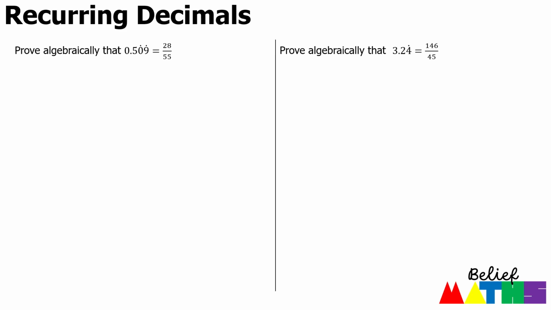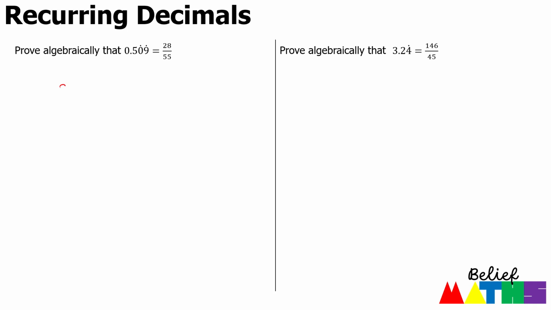Now, recurring decimals can also come up on paper 2 or paper 3. And what they often write is they say, prove algebraically that this can be written as a fraction. Because if you were asked just to write as a fraction, you could just put in your calculator, press the equals, your calculator will give you the answer. That's why they ask you to do algebraically.